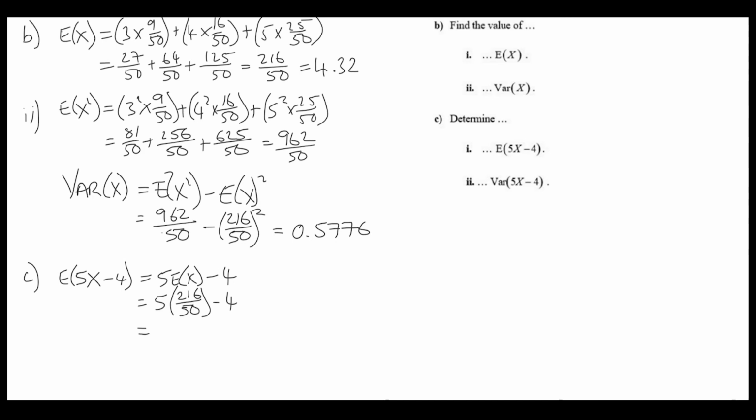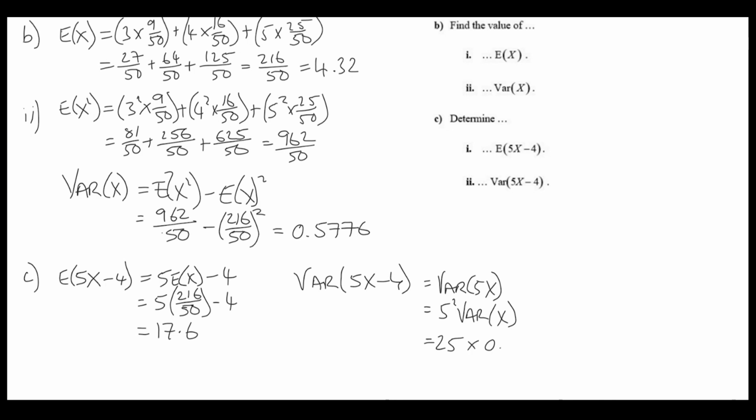With the variance, however, we only pay attention to multiplying and dividing, so we can ignore any subtractions. So this is exactly the same as the variance of 5x. When we bring the 5 out of the brackets, it actually needs to be squared. Since the variance is already a squared variable, the standard deviation will be multiplied by 5. The variance is multiplied by 5 squared. Okay, so that gives us 25 times 0.5776, which gives us a variance of 5x minus 4 to be 14.44.